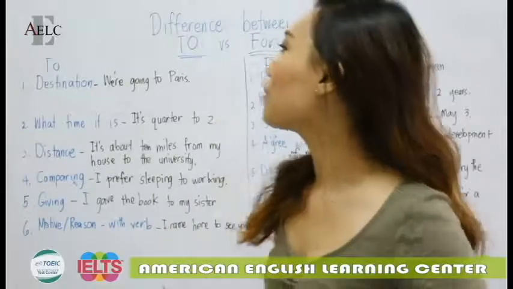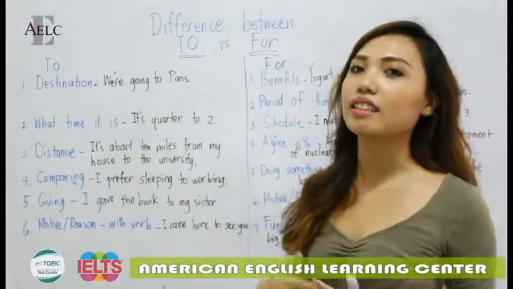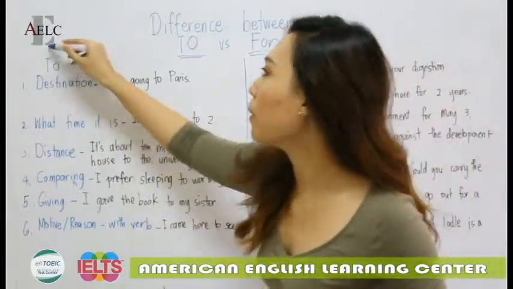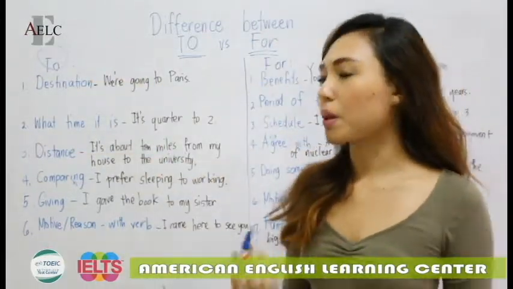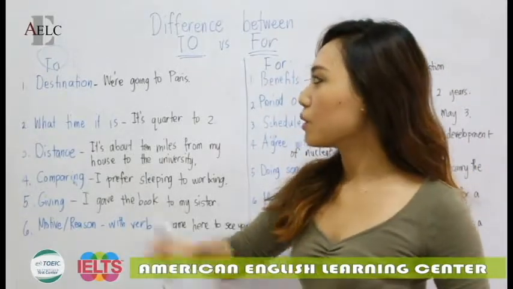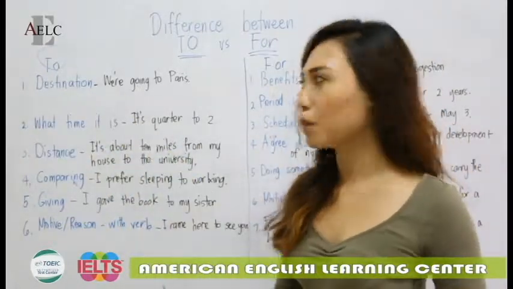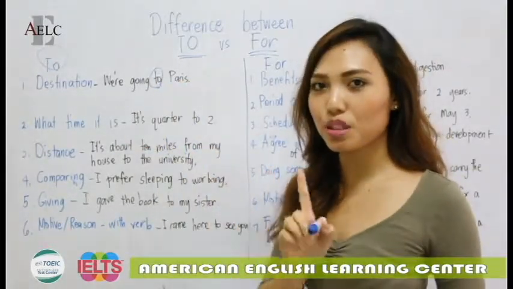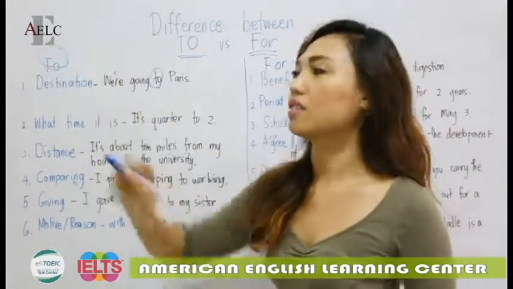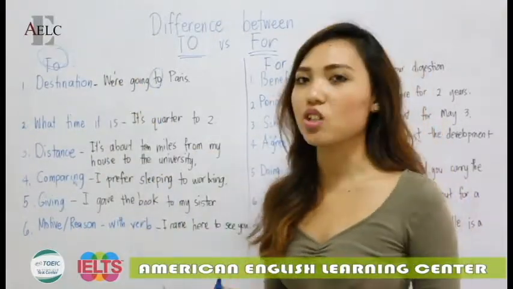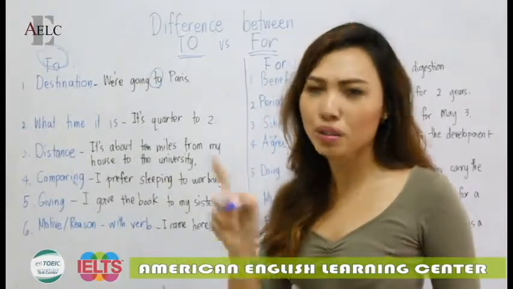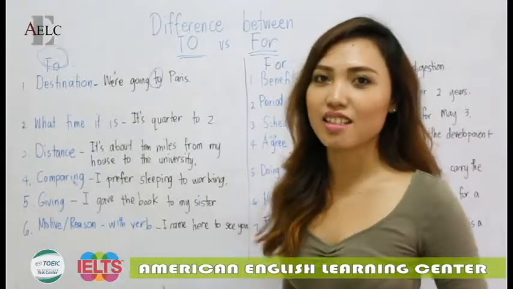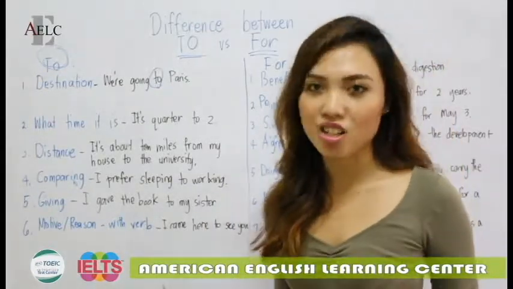Okay, so let's have the first one here. Let's focus more on the "to" part. So when do we use the conjunction or the particle to? First of all, we use it as a destination. For example, we're going to Paris. Take note, this is the most common usage of this particle. We're going to the Philippines, the United States, or to the market. So it talks about a destination.